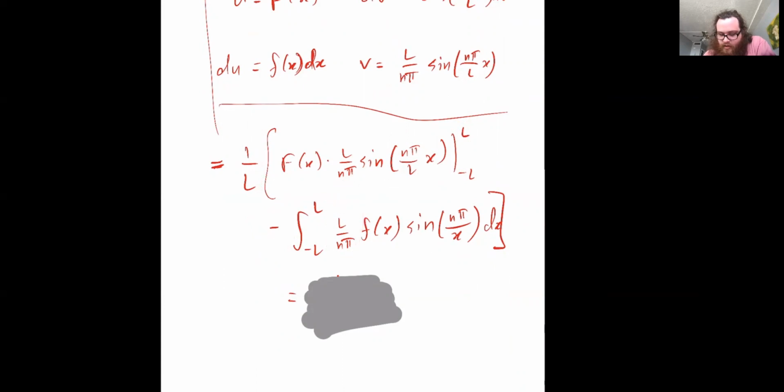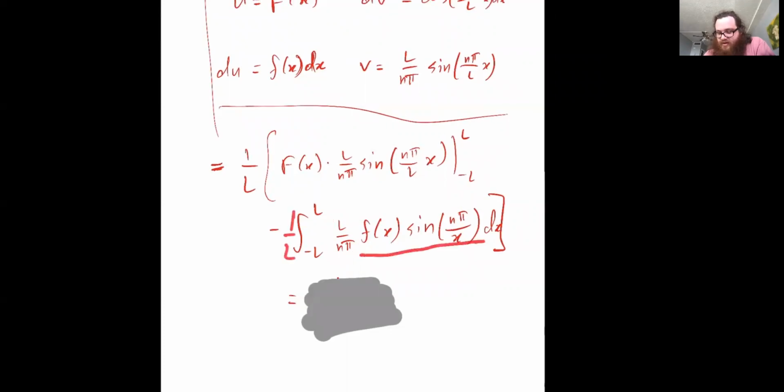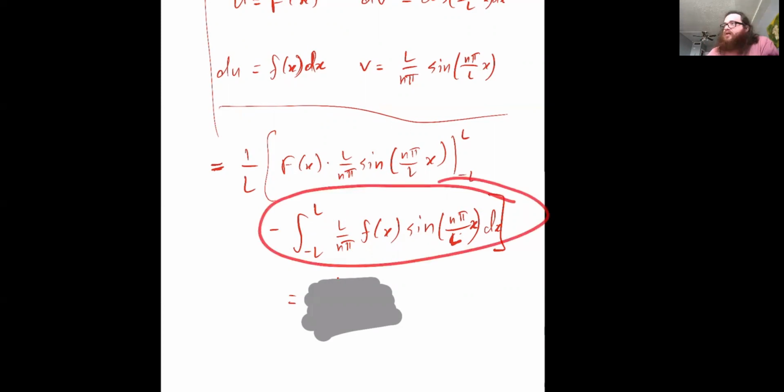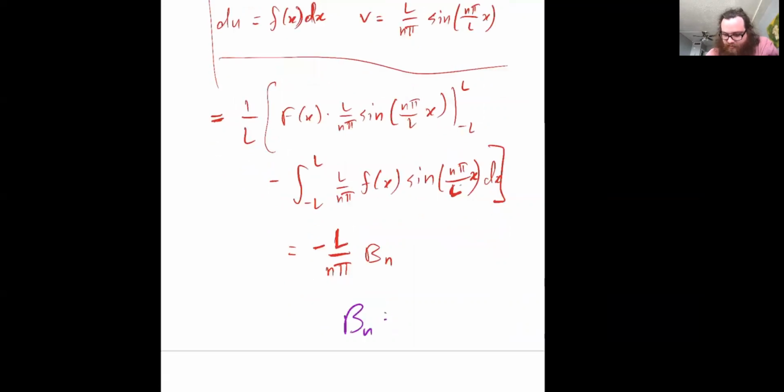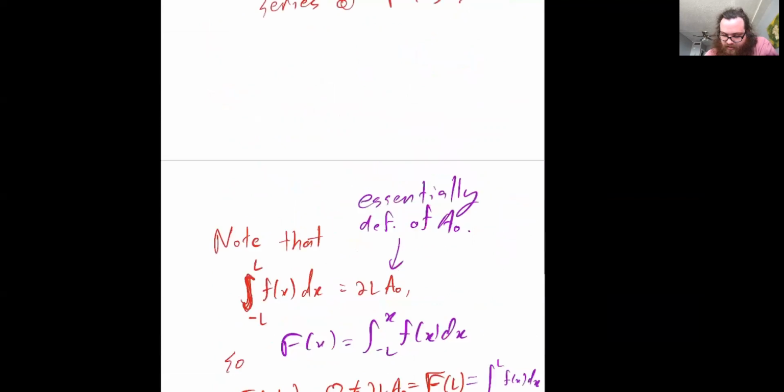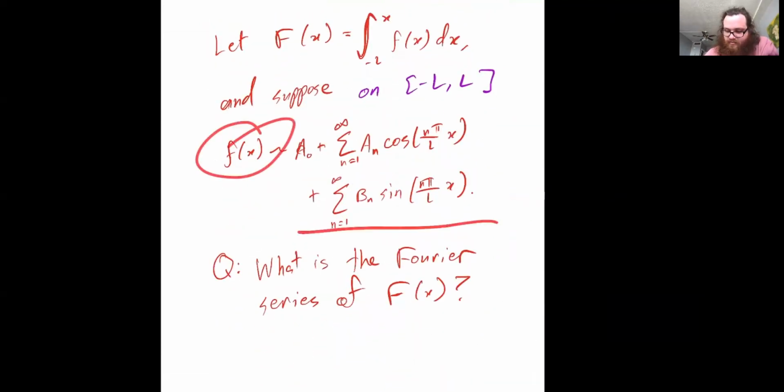Otherwise, when this 1 over L comes in and we bring this constant L over n pi out, what we end up with is L over n pi times 1 over L, the integral of f of x sine of n pi x over L. But that piece is exactly capital B sub n, which was the Fourier coefficient of f of x in terms of the sines. We defined B sub n to be 1 over L, integral from negative L to L, f of x sine of n pi x over L dx, way back up when we said the Fourier series of f is this. So that's what this B sub n is.